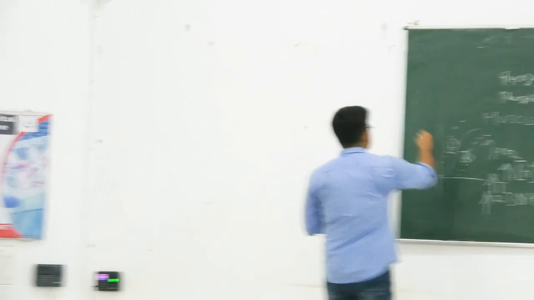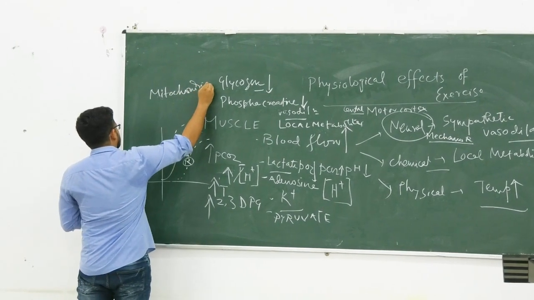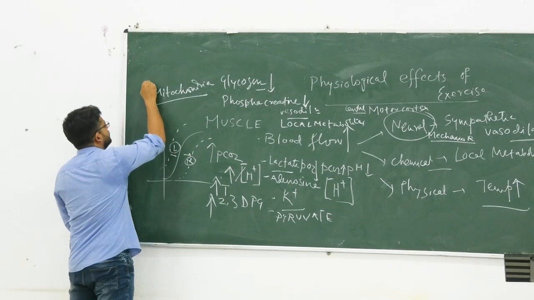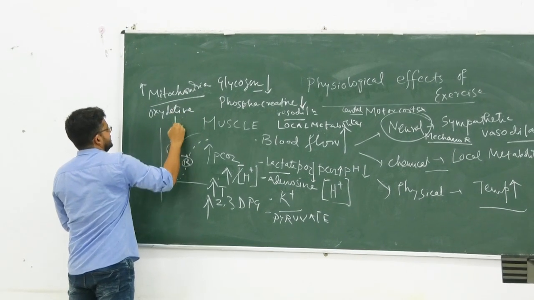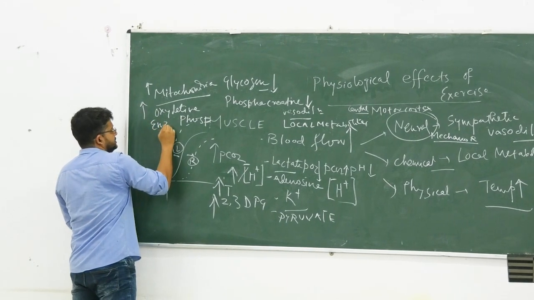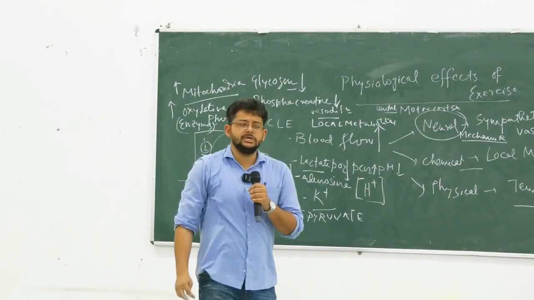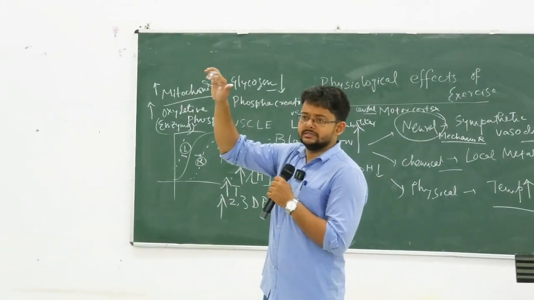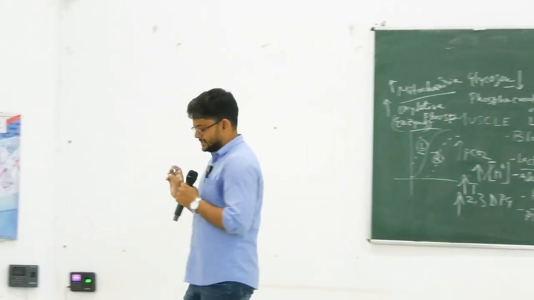What else? Mitochondria number. If you do regular exercise, the number of mitochondria will increase. Oxidative phosphorylation: the enzymes required for oxidative phosphorylation also increase. The store of oxidative phosphorylation enzymes is depleted, but in the long term they increase. That's the whole idea about the effect of exercise on muscle.